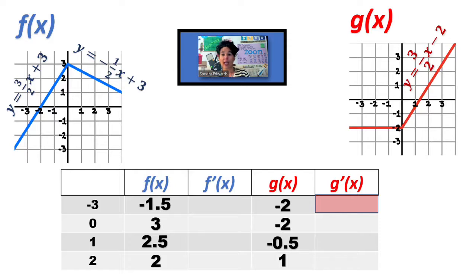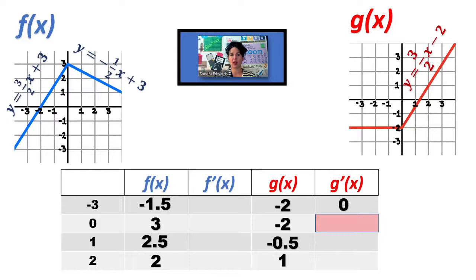Let's start with a couple of easy ones. G prime of x. If I evaluate g prime of x at -3, that is not the y coordinate, right? The derivative means the slope of the tangent at that x value. So I'm here on the g function at -3, and the slope of the tangent to that point is going to be a horizontal tangent, and so we're going to have 0.